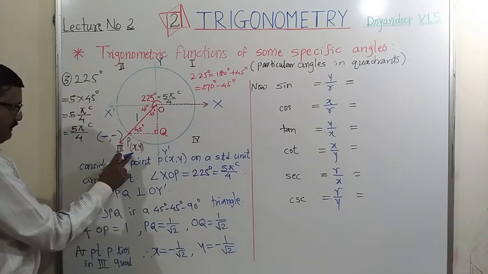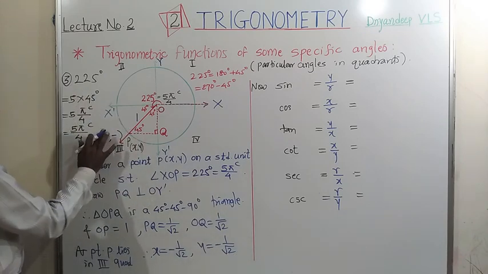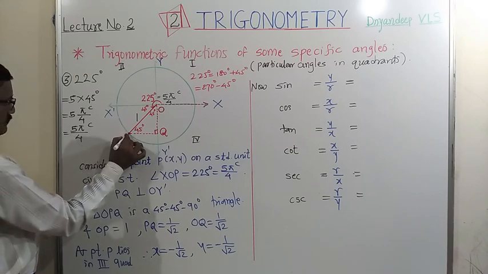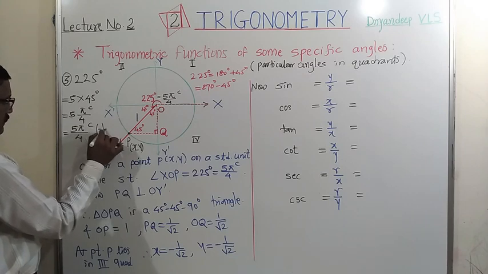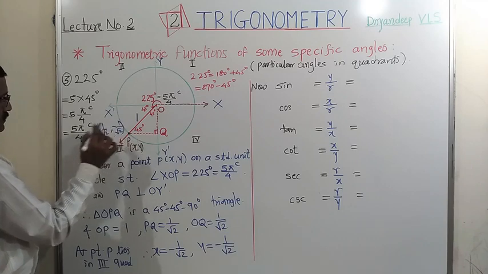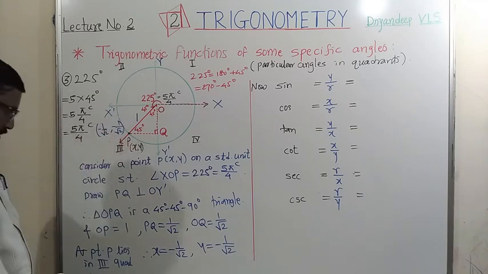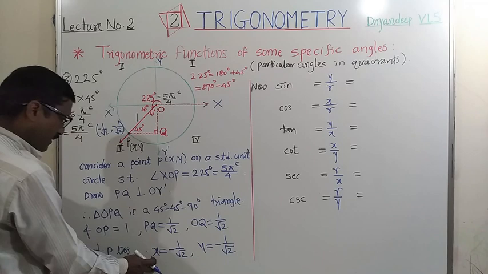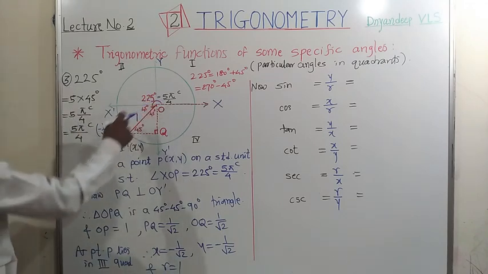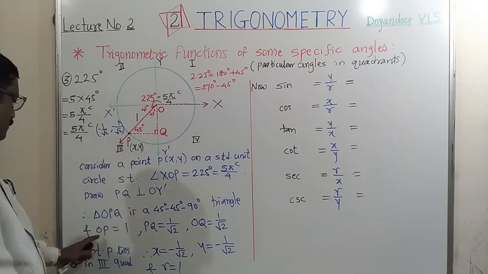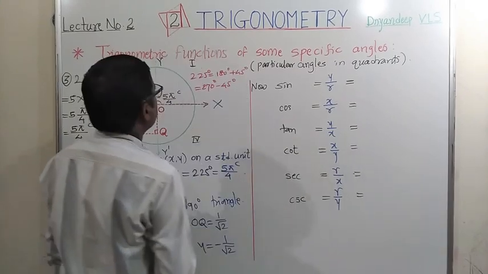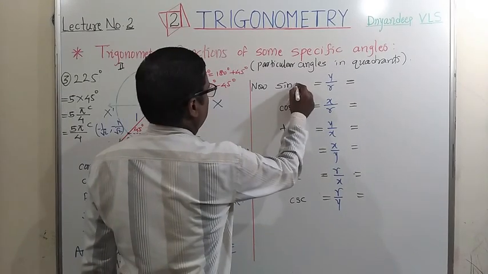So the coordinates of this point P are nothing but minus 1 upon root 2 and minus 1 upon root 2. Okay. Now knowing these values of x, y, and obviously r is equal to 1, OP is equal to r and it is equal to 1. So now write the trigonometric functions here for angle 225.